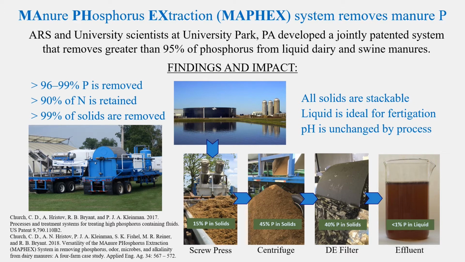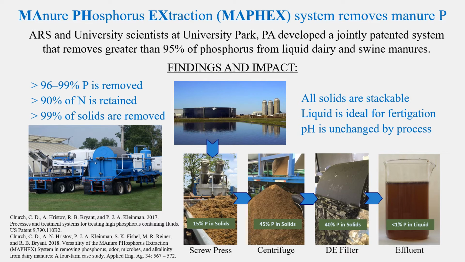You're probably familiar with a screw press and a centrifuge, but a diatomaceous earth filter uses vacuum to build a cake of diatomaceous earth on a rotating drum, and then liquid is sucked through the cake, trapping the finest particles. A blade scrapes the outer surface of the diatomaceous earth cake to clean it as it rotates. By adding ferrous sulfate to the liquid prior to passing it through the diatomaceous earth filter, we can remove 96 to 99% of the total phosphorus.